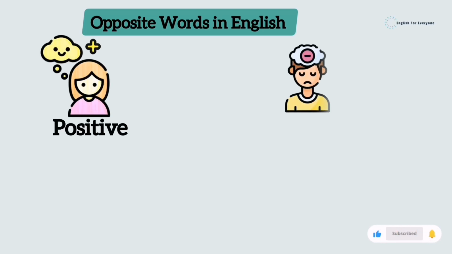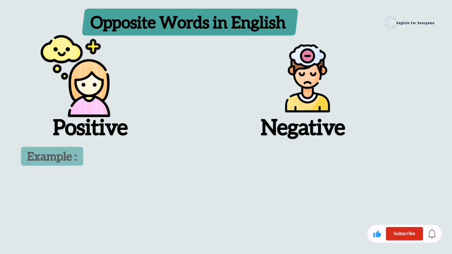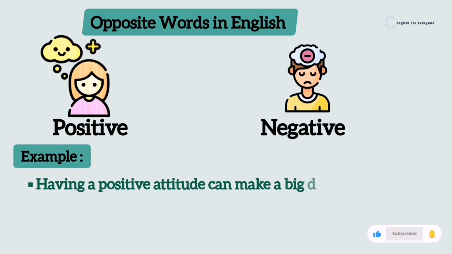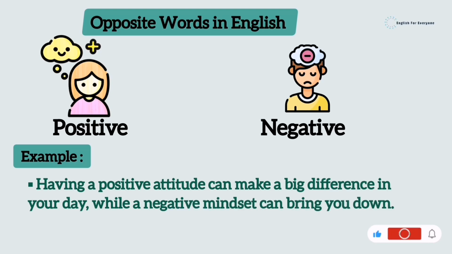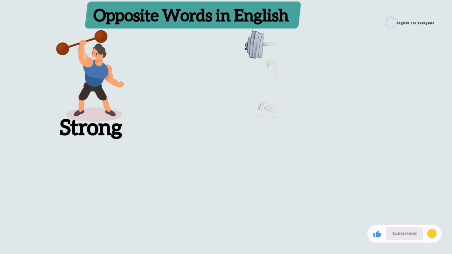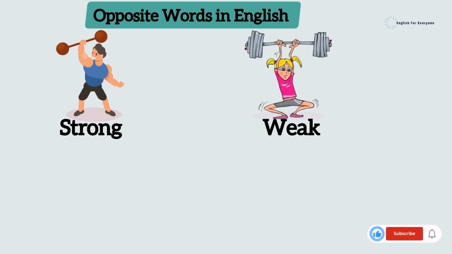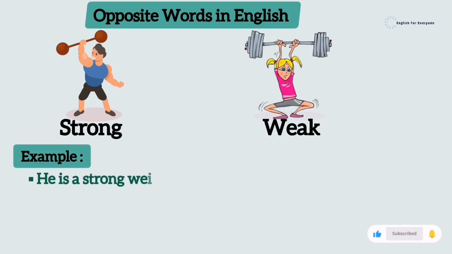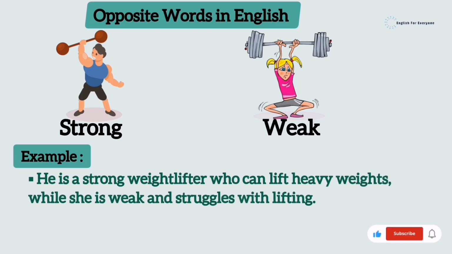Positive, negative. Having a positive attitude can make a big difference in your day, while a negative mindset can bring you down. Strong, weak. He is a strong weightlifter who can lift heavy weights, while she is weak and struggles with lifting.